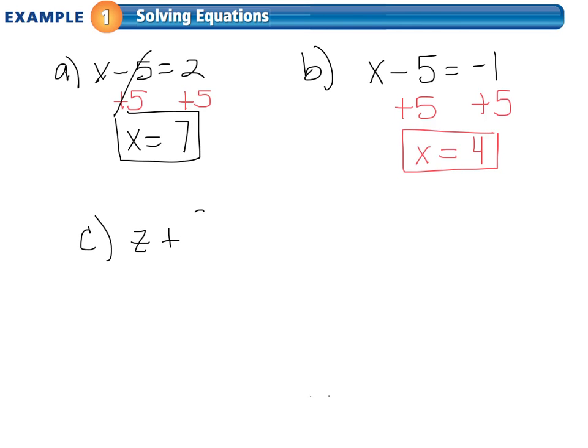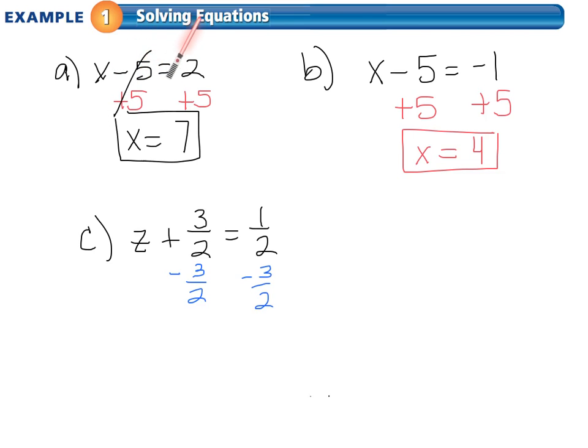Z plus 3/2 equals 1/2. So now I have to undo the plus 3/2. What's the inverse operation of adding? It's subtracting. Whenever you move something across the equal sign, and maybe this makes sense now, it might not, and that's okay, when you move something across that equal sign, it flips.